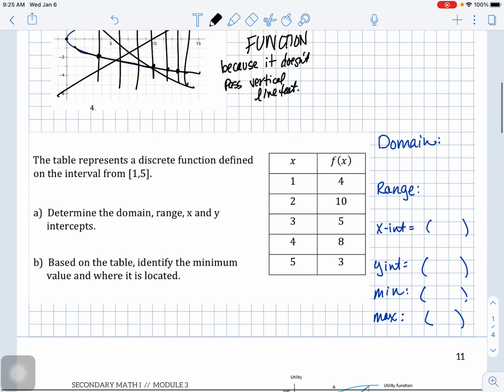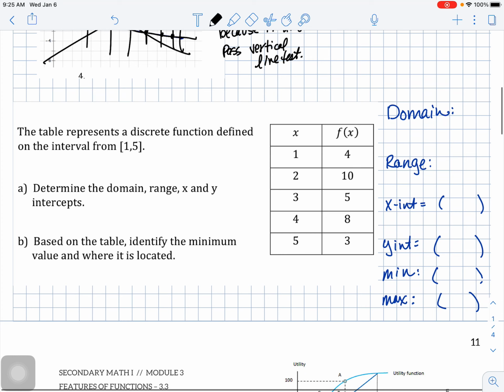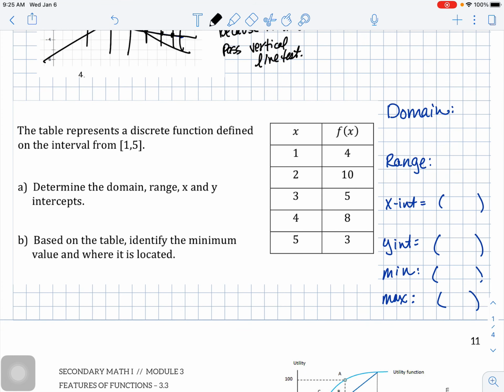And lastly, the very bottom asked you to do basically the same thing, but instead of a graph, which I like graphs, they're much easier because you can physically see everything, we're doing it on a table. So it says this table represents a discrete function, so if it was graphed, it would be just points, not connected, defined on the interval from 1 to 5. So that means that this function starts at 1, it ends at 5, and that's the end. If I were to graph this, it would just be points. They would not be connected because they're telling me that it's discrete.